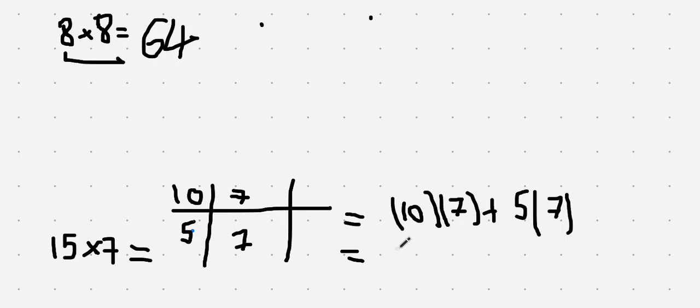So 10 times 7, we add 7 ten times, or we add 10 seven times, we get 70. And we add 5 seven times, or 7 five times, we get 35. So 70 plus 35 is 105. You can check that, or you can just go all the way and add 15 plus 15 plus 15 plus 15 plus 15 plus 15 plus 15, 7 times.